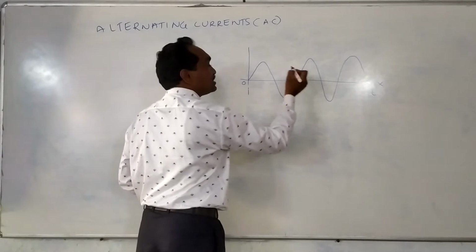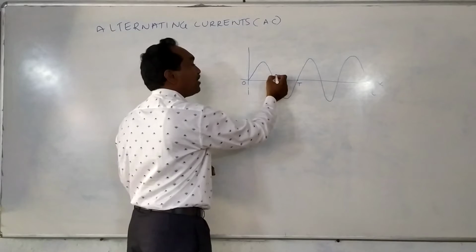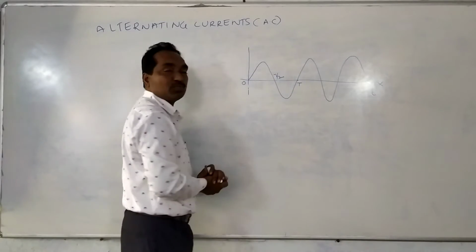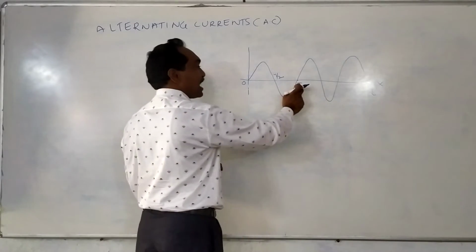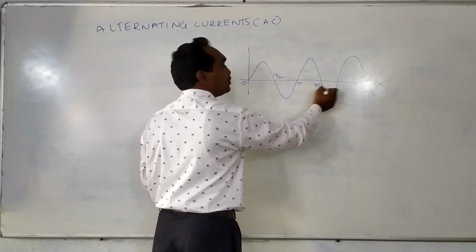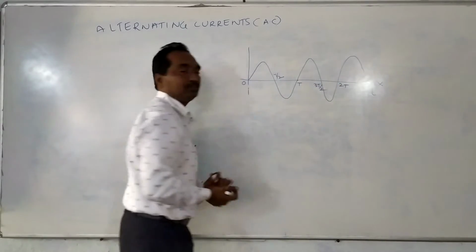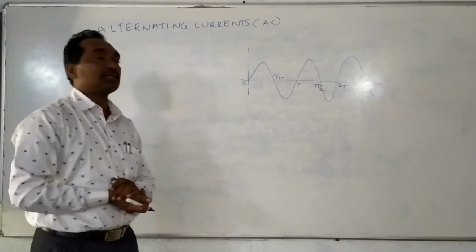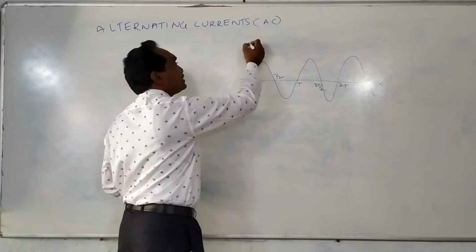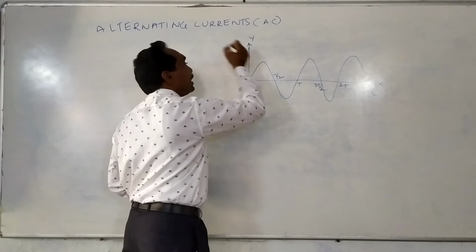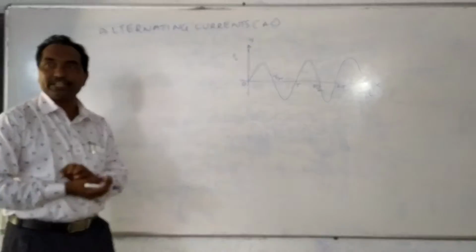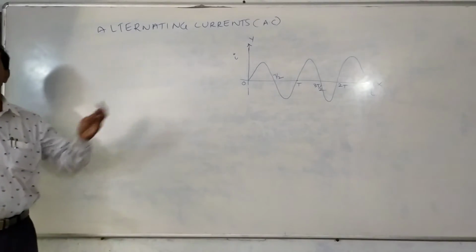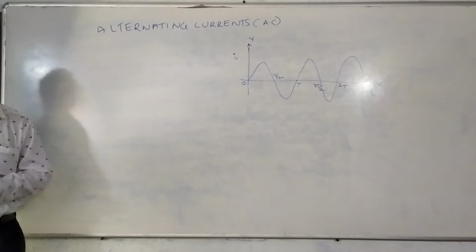This is the time period T. So this is half of the time period, that is T by 2. That is T by 2, capital T, then 3T by 2, then 2T, etc. So when we are taking time on the x-axis, on the y-axis we have to take alternating current I. So this is sinusoidal form, that is the sine waveform.